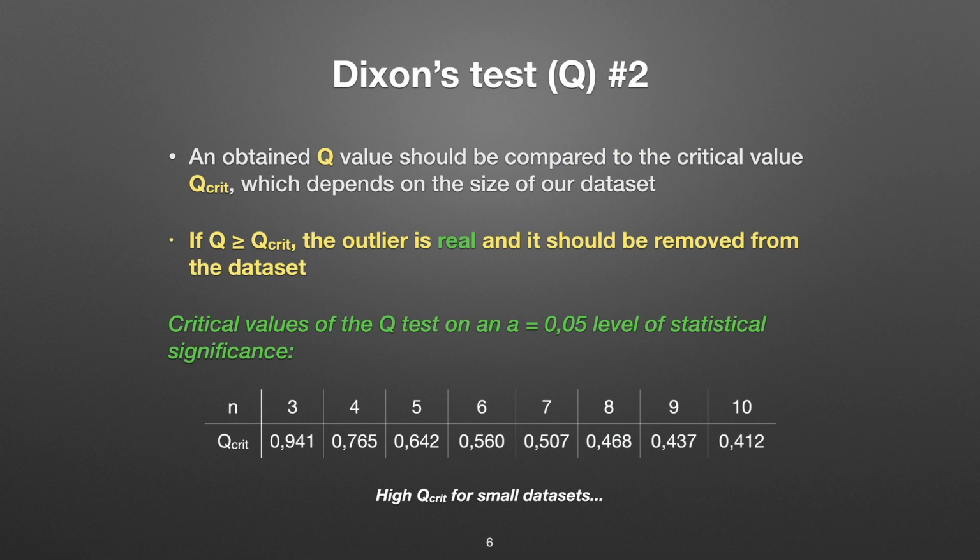Once we calculate the Q value, we compare it with a critical value, called Q critical, which depends on the size of the dataset. If Q is greater than or equal to Q critical, then the outlier is considered real and should be removed from the dataset. This slide also shows the critical Q values for significance level alpha equal to 0.05 for datasets from 3 to 10 observations. And one thing becomes obvious immediately. For very small datasets, Q critical is quite high. So in tiny datasets, Dixon's test is rather conservative. It does not accuse points lightly, it wants evidence.